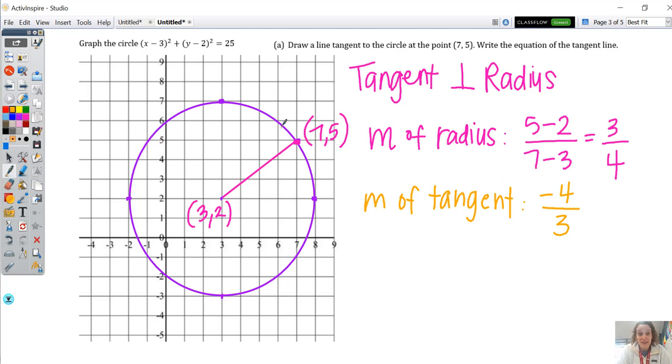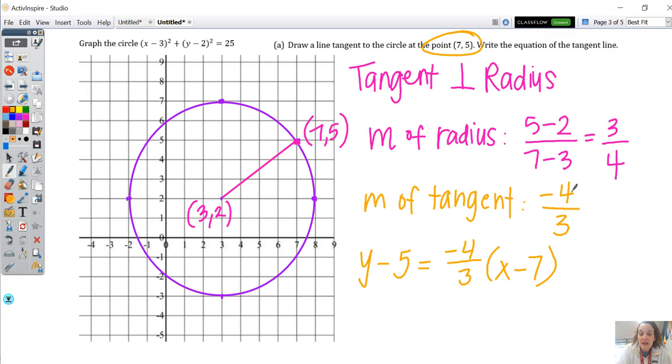So now I can write the equation of the tangent line that goes through our point that has a slope of −4/3. So I will plug the point into point-slope form: y − 5 = −4/3 (x − 7). It doesn't specify if I need to put it in slope-intercept form. I'm just going to go graph it.